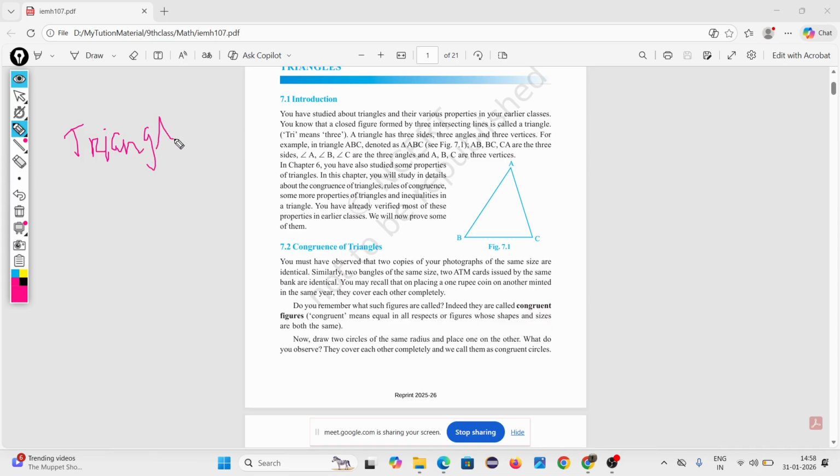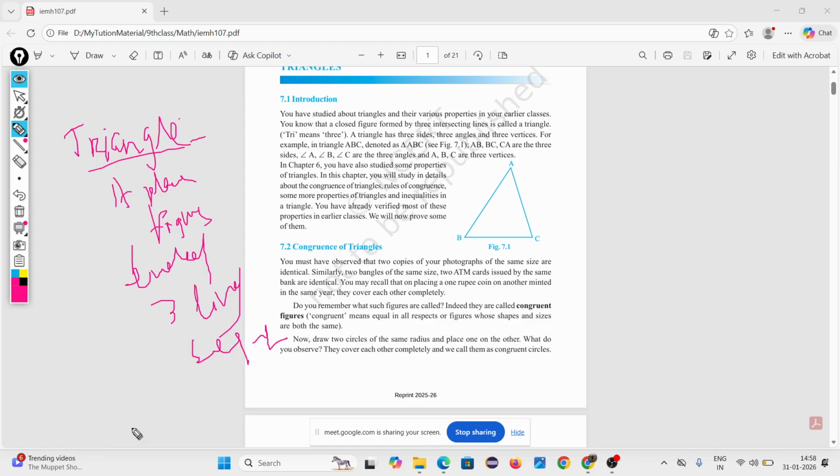Triangle. A plane figure bounded by three line segments is called a triangle. We denote triangle by the symbol this. We denote triangle by the symbol. Triangle. Okay.